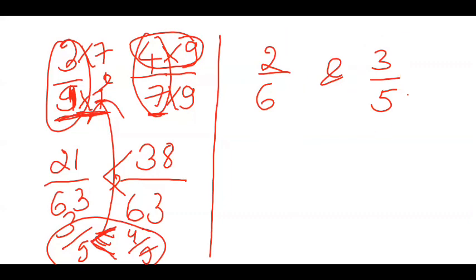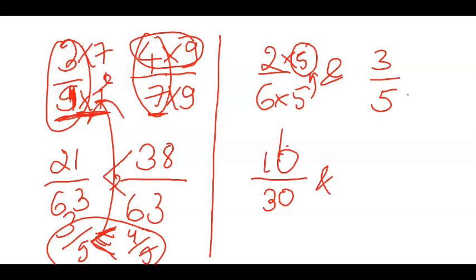So first we check if 6 is divisible by 5, no. So we do 6 times 5, which is 30. And then we do 2 times 5, which is 10, and then 10 over 30.